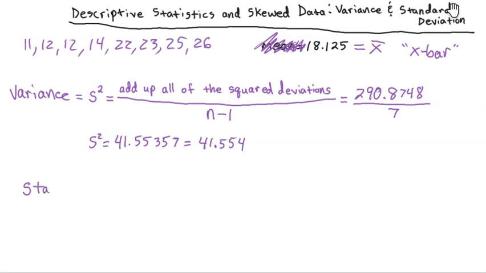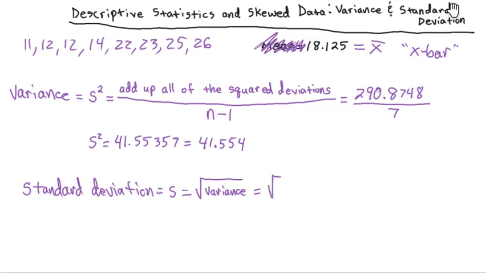We'll say the standard deviation of a data set, which we typically represent, now this is the sample standard deviation, we use the letter s, is equal to the square root of the variance. So whatever the variance is, we just take the square root of it.